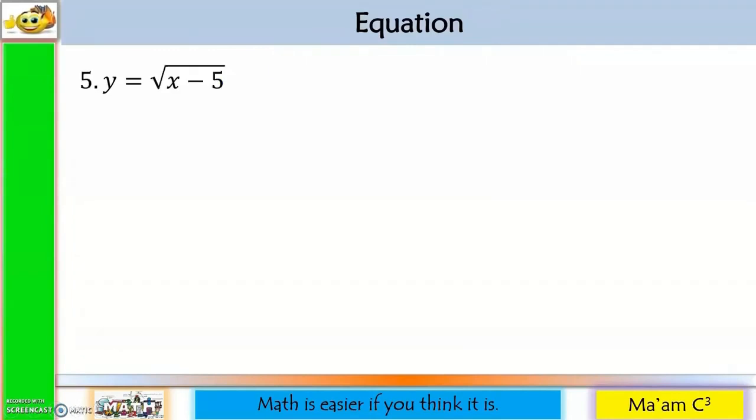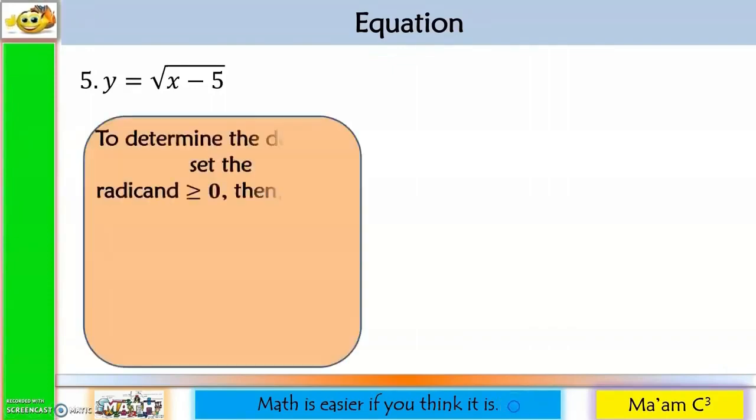Number 5, y is equal to the square root of x minus 5. So this is a radical function. To determine the domain, let us just set the radicand greater than or equal to 0. So we have x minus 5 greater than or equal to 0. Let's move this to the other side. X is greater than or equal to 5. This will be our domain.